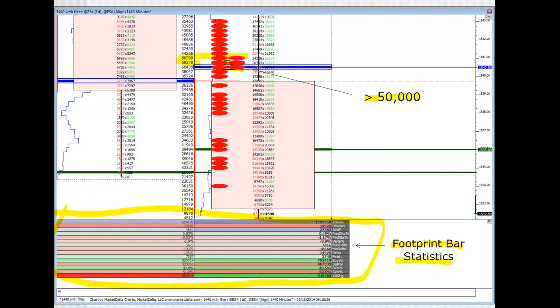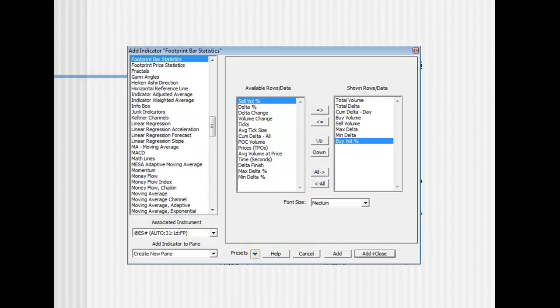And usually things that are volume related, pay close attention to them. They will often carry significant information with them.